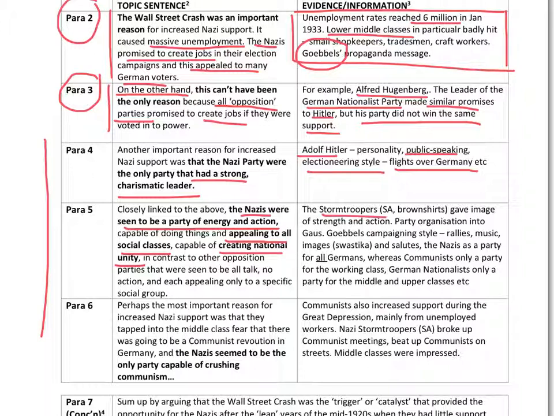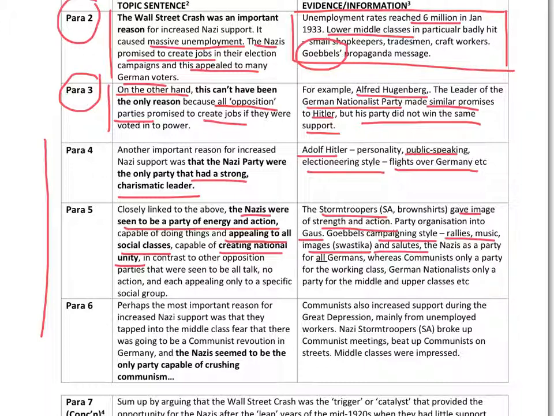The stormtroopers gave an image of strength and action. The way in which the party was organised into gaus meant the Nazi message got to every corner of Germany, and it could be tailored to the type of people living in that area of Germany. The campaigning style, the rallies, the music, the images, the salutes, all of those factors you can develop.